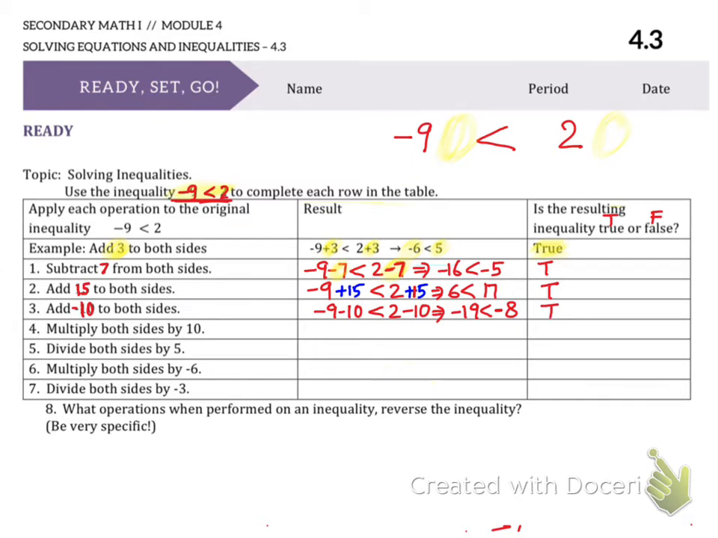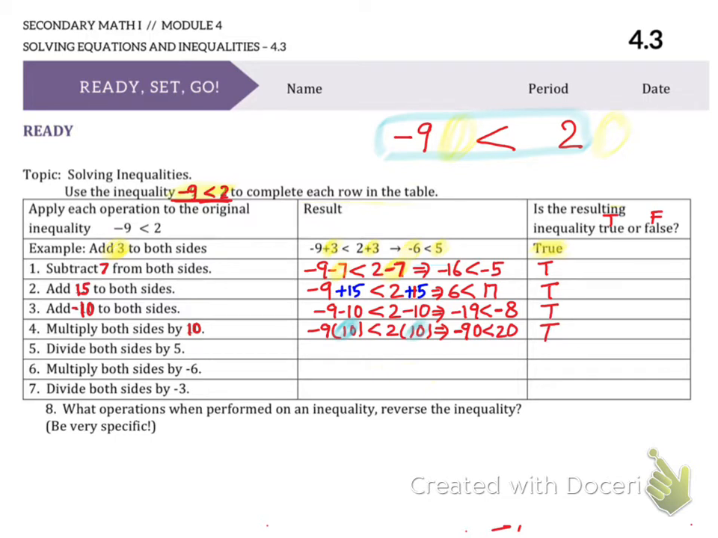That's possible. Now they say multiply by 10 on both sides. We need to multiply. So -9 times 10 is less than 2 times 10. I'm just multiplying both sides by 10. Please keep paying attention. The 10 is multiplied to the inequality given here. Every time you are going to check what's going to happen. So here it's going to be -90 is less than 20. Is that true? Yes, that's true.